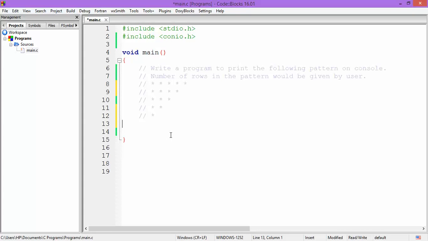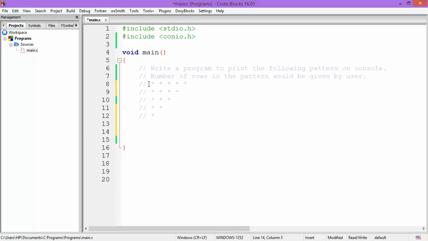Hello students. So here is the next pattern problem that we would write code for. We have to take the number of rows from the user. So here is a sample that is given that contains 5 rows. So if you see, there is a certain relation between number of asterisks in a row and the row number.